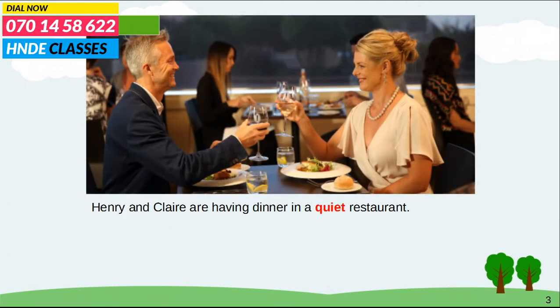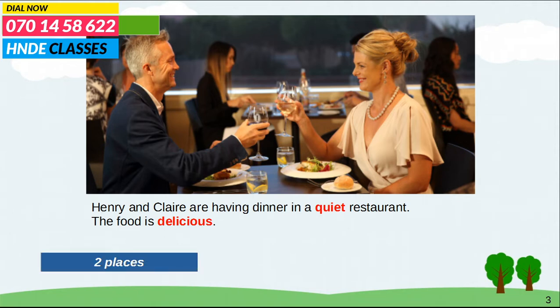Let me take the previous examples. Henry and Claire are having dinner in a quiet restaurant. Here our adjective quiet has occurred before the noun. In sentence number 2, the food is delicious. Here the adjective delicious has not occurred before the noun, the food. In fact, it has occurred after the noun, the food, and after the verb is.